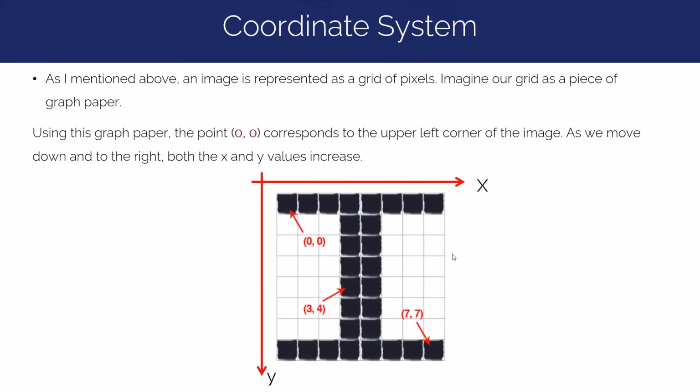Let us look at the image shown here to make the point clearer. Here we have a letter I. On the piece of graph paper, we see that we have an 8 by 8 grid with a total of 64 pixels. The point 0, 0 corresponds to the top left pixel of the image, whereas point 7, 7 corresponds to the bottom right corner. Finally, the point 3, 4 is a pixel 3 columns to the right and 4 rows down. So this is the pixel and coordinate system of an image.